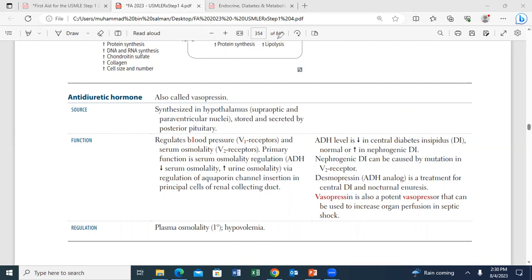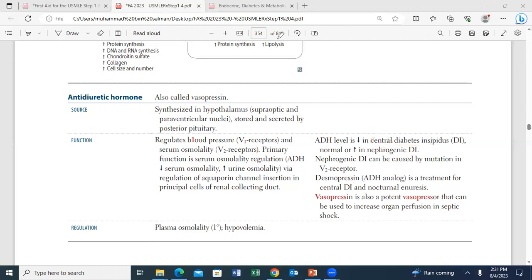If there is decreased formation of ADH, that is called central diabetes insipidus. What is diabetes insipidus? Decreased effect of ADH is called diabetes insipidus. Just like decreased effect of insulin is called diabetes mellitus, right? So decreased effect of ADH is called diabetes insipidus. If this decreased effect is due to decreased formation of ADH, it will be called central diabetes insipidus, since there is a central issue, an issue in the CNS.